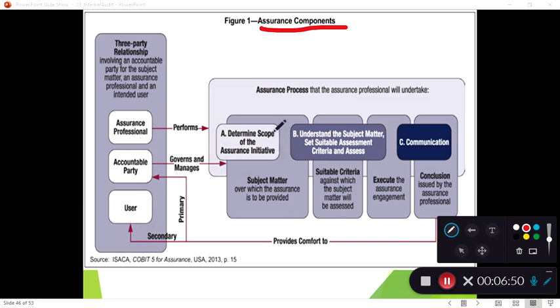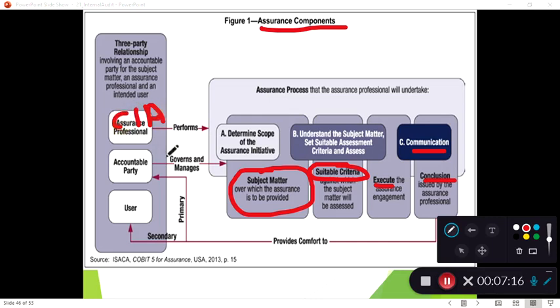There's this three-party relationship, right? Where we're determining the scope, right? What are we doing? The subject matter, the criteria against which we're going to assess it. There's an execution piece and a conclusion piece that usually includes some communication. So just think what we did today. We have an operational audit. Well, that's using an internal auditor, right, that does that. Internal auditor, like a CIA, a certified internal auditor.